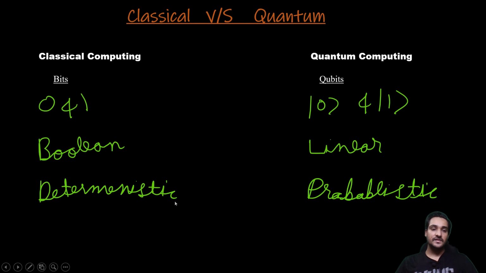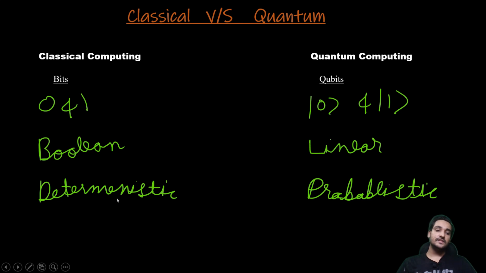If we look at the basic differences between classical and quantum computing, classical computing is represented by a bit, and in quantum computing we have qubits. A bit has a 0 or a 1 state, but in quantum computing we have a mixed state of 0 and 1. Boolean algebra is used in classical computing, that is OR gates, AND gates and NOT gates, but in quantum computing we use linear algebra, which means that all the qubits will be represented in the form of a matrix and all the gates will be applied in the form of a matrix, which I'll elaborate on in upcoming videos.